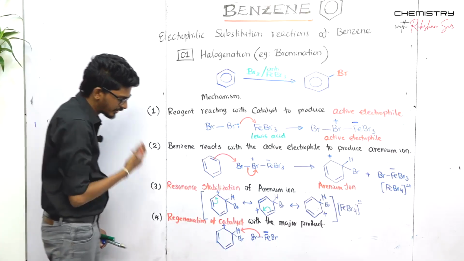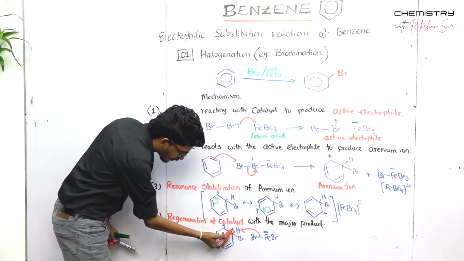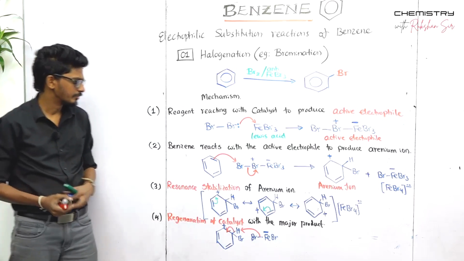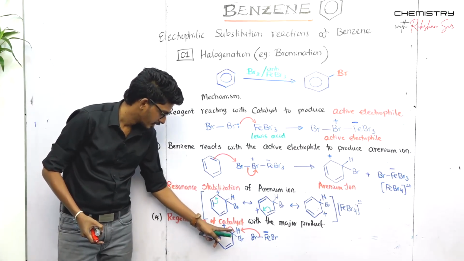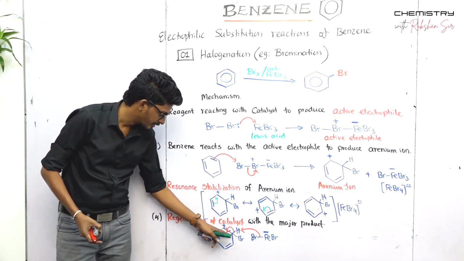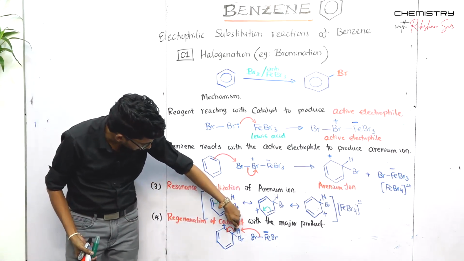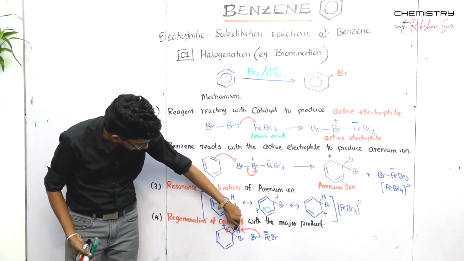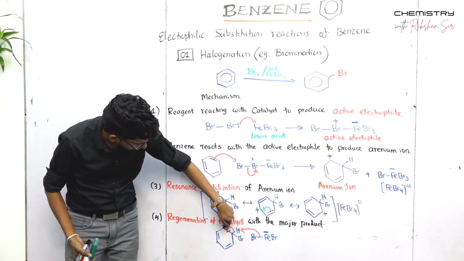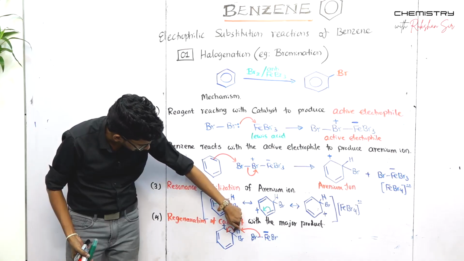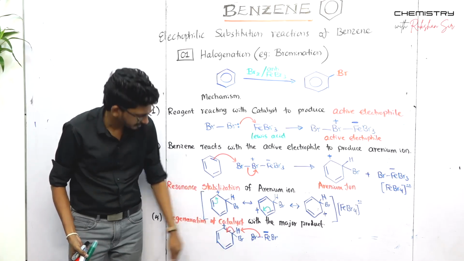So that hydrogen will leave, leaving its bond electrons in this space, to form the benzene again. Simply this electron will be given to this carbon to form the pi bond, to complete the benzene ring.